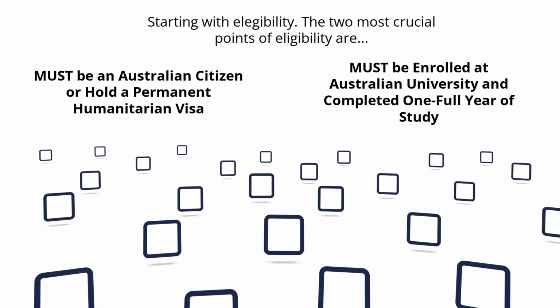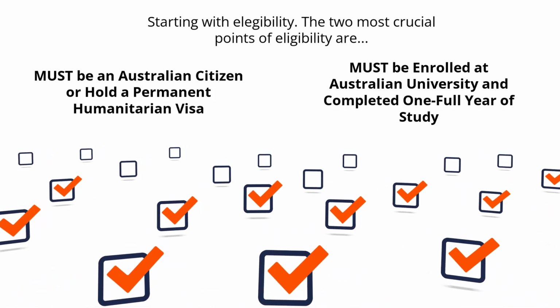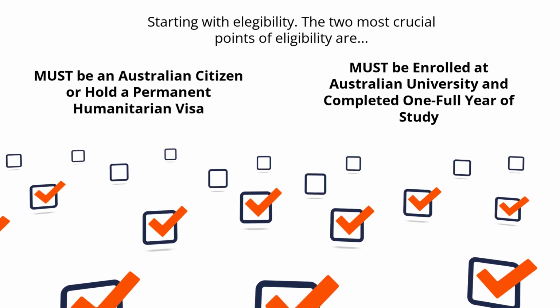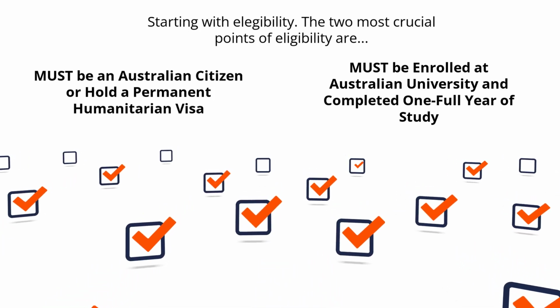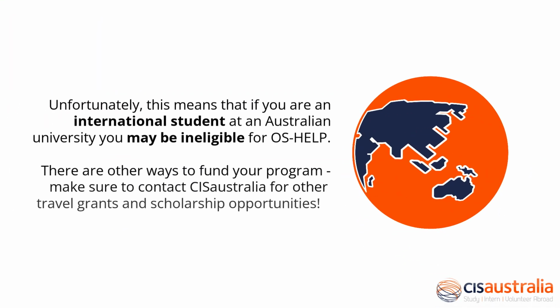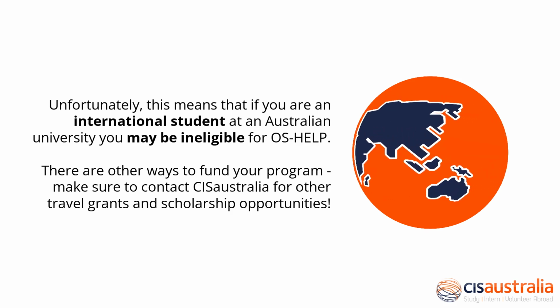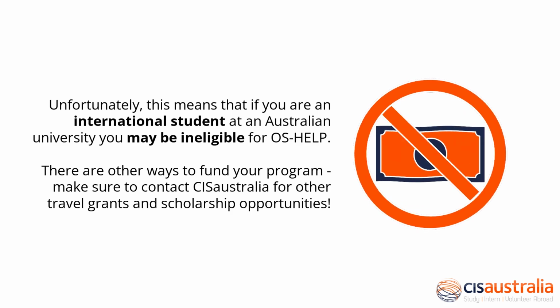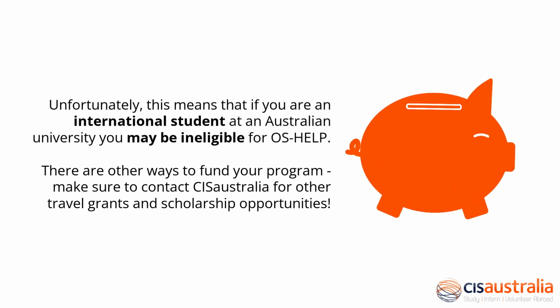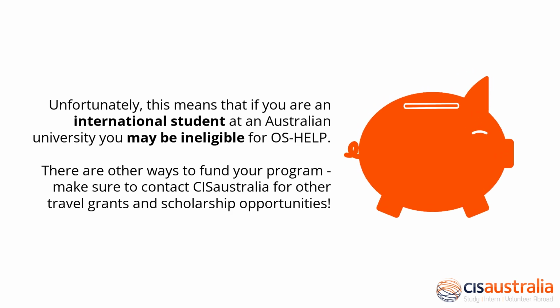Starting with eligibility. The 2 most crucial requirements are that you must be an Australian citizen or hold a permanent visa, and you also need to be enrolled in a course with an Australian higher education provider, with 1 year of study completed. Unfortunately, this means that if you are an international student at an Australian university, you may be ineligible for OS Help. However, there are other ways to fund your program. Make sure you contact CISaustralia for other travel grants and scholarship opportunities.